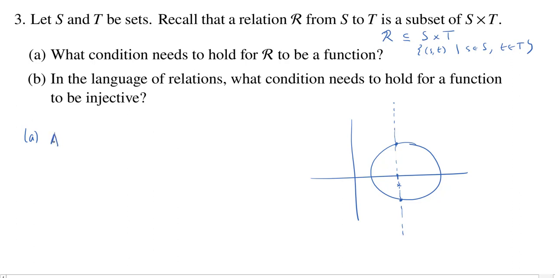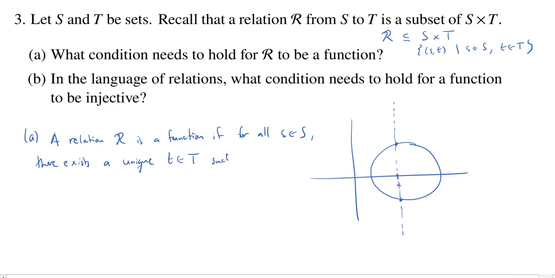So let's say we have a relation R. A relation R is a function if for all S in S, so for all of the first component positions, there exists a unique output, a unique T in T such that the pair S comma T is in R. Once you've chosen the first position, you don't have any choice about what goes into the second position.